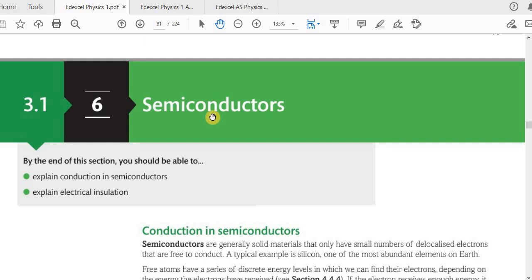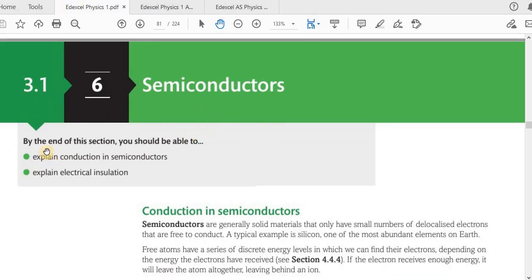In this video, we will learn the final part, which is part 6 in chapter 3.1, and this is about semiconductors. By the end of this section, you should be able to explain conduction in semiconductors, explain electrical insulation.